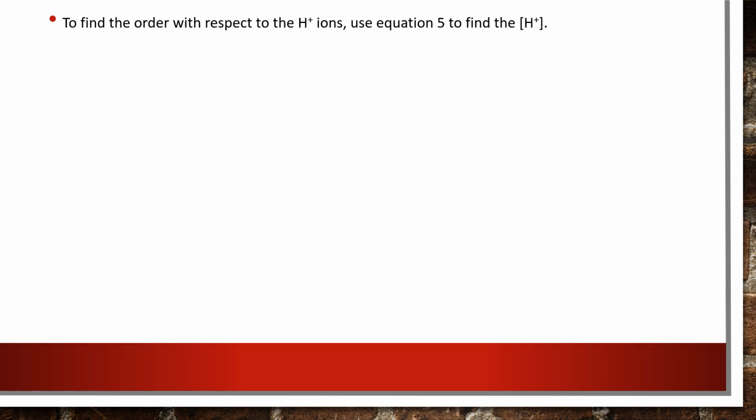We cannot just use the volume to find the order with respect to the hydrogen ions. This is because the concentration of the hydrogen ions is being contributed from both the buffer solution and the acetic acid added. So in order to find the order with respect to the H+ ions, we have to use equation 5 to find the concentration of the H+ ions.